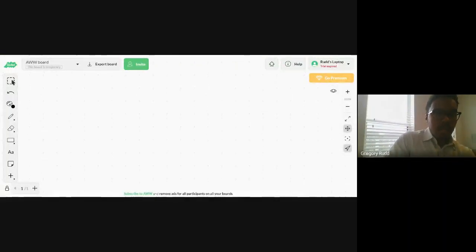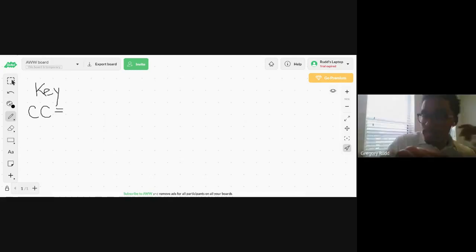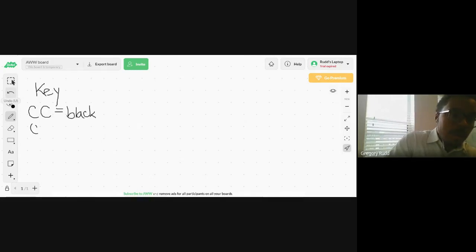So again, I always start with my key. This time we're using C's. So my homo dominant genotype would be two C's. What does that give me? If black is incompletely dominant to white, what is my phenotype there? Black. Good. Okay, what about C prime C, that's my heterozygous. What does that give me? What's my phenotype there?